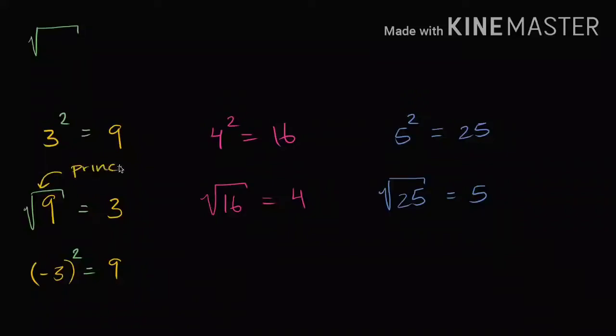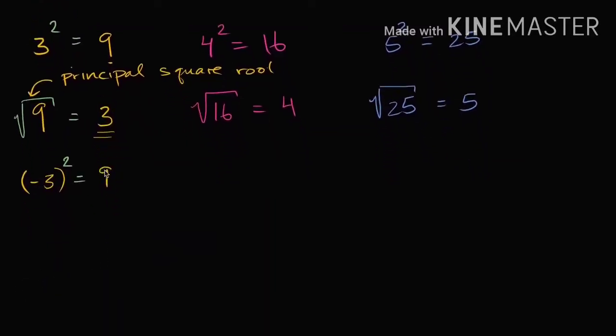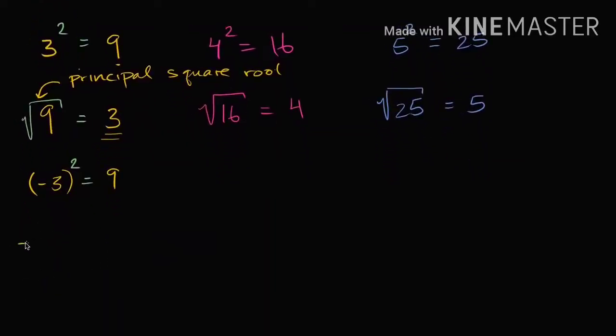Principal square root. Another way to think about it, this is going to be the positive square root. If someone wants the negative square root of 9, they might say something like the negative square root of 9. Well, that's going to be equal to negative 3.